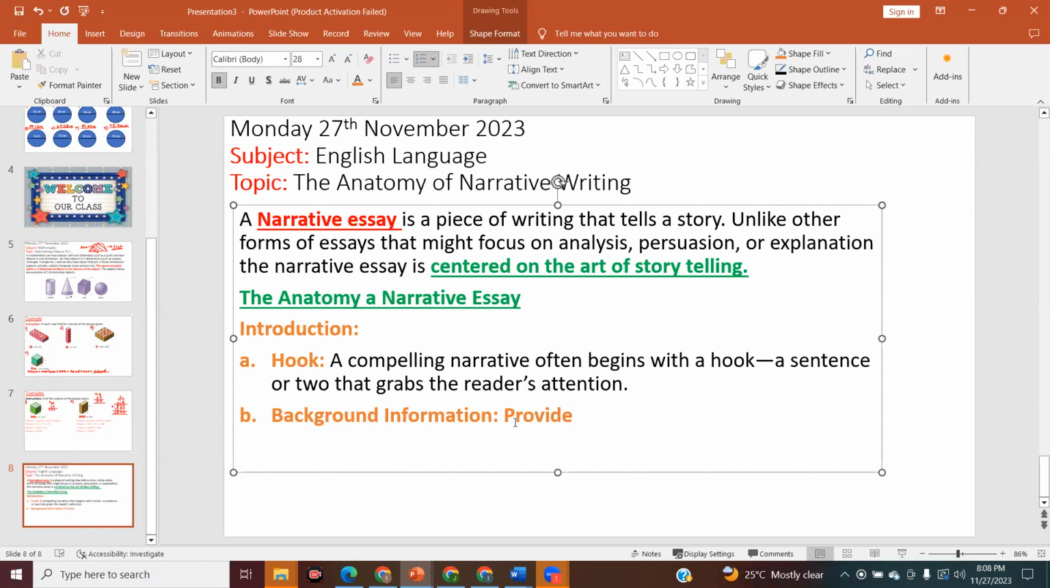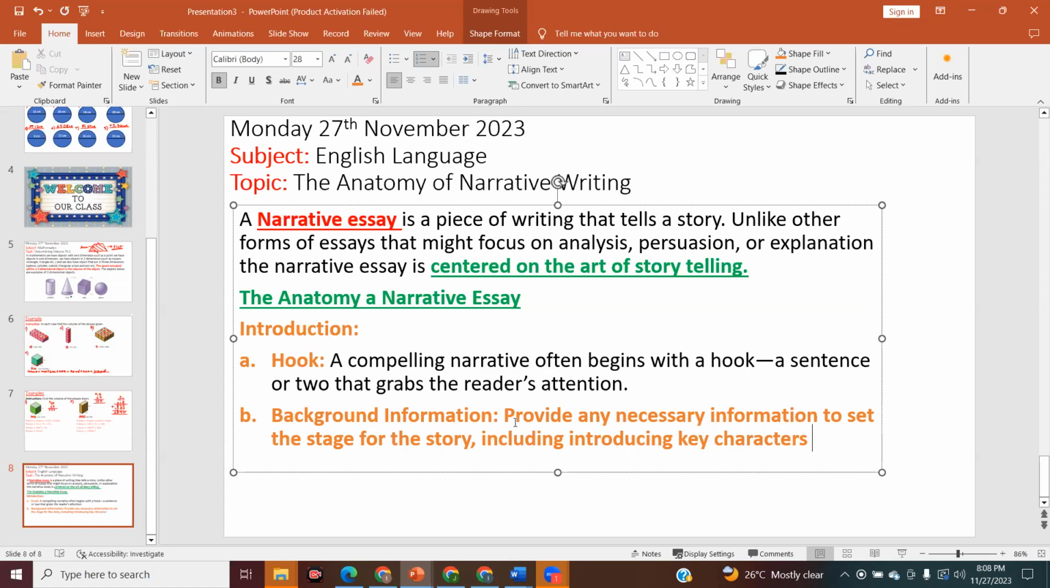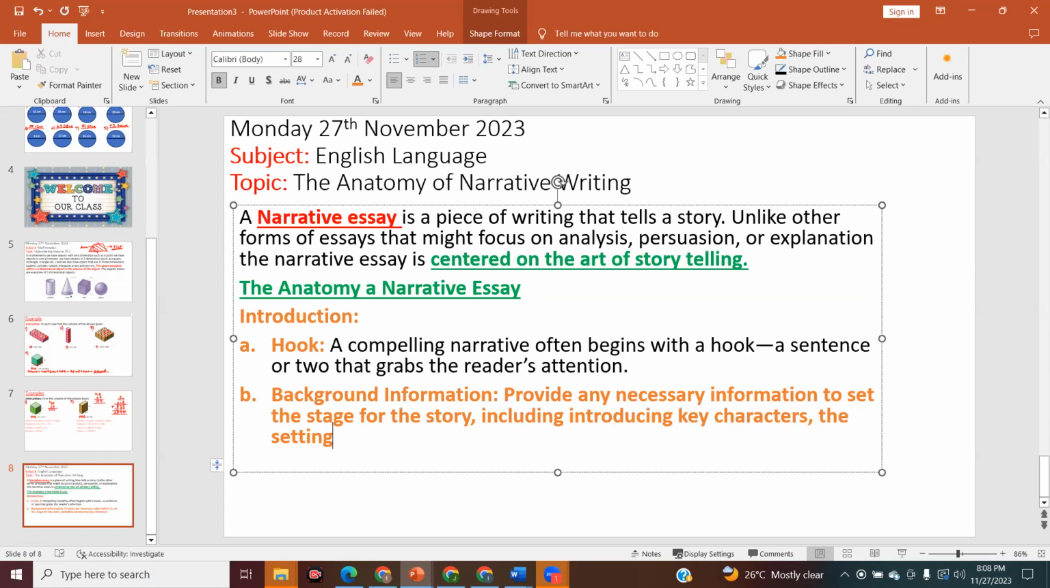Yes, you can. So provide any necessary information to set the stage for the story, including introducing key characters, the setting, and the central theme or purpose of the narrative.